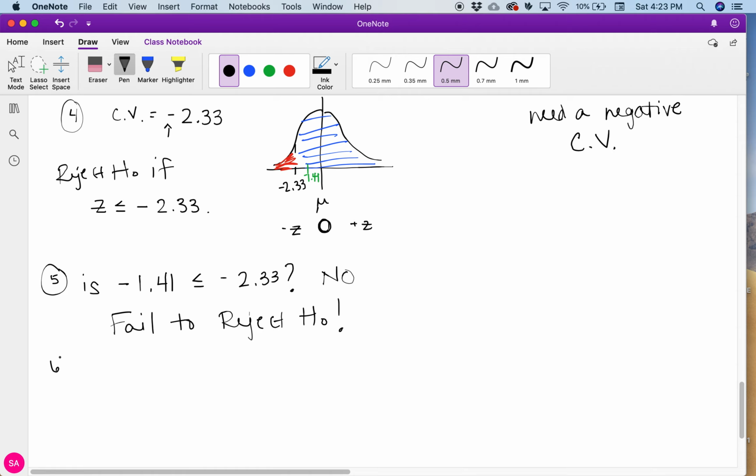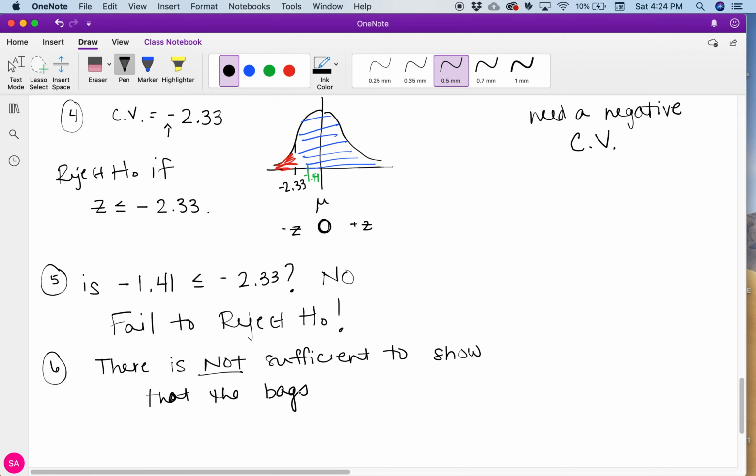So to put this in terms of the problem, there is not sufficient evidence to show that the bags are being underfilled. Ta-da! Done. Hypothesis test over.